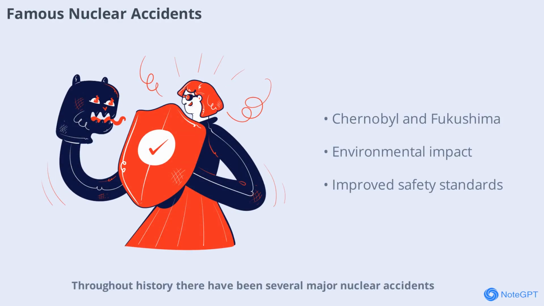Throughout history, there have been several major nuclear accidents, such as the Chernobyl disaster in 1986 and the Fukushima accident in 2011. These events released large amounts of radioactive material into the environment, causing health and environmental problems. They highlighted the importance of strict safety measures and emergency preparedness in the nuclear industry. Learning from these accidents has led to improved safety standards worldwide.